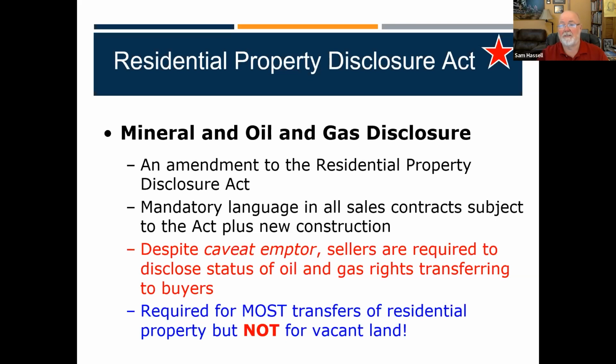And I'll be honest with you, I still don't know why you don't. Okay, I've been looking for that answer, and sooner or later I'm going to find it. And if I do find it, I'll relay it to you. But you don't need it for vacant land. All right, but you do need it for transfers of residential property.